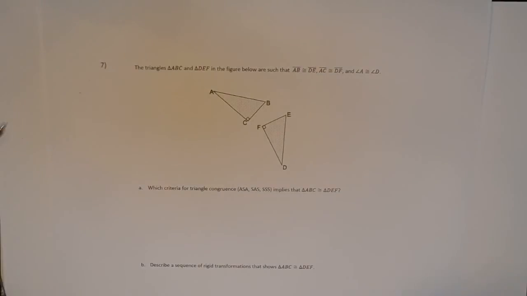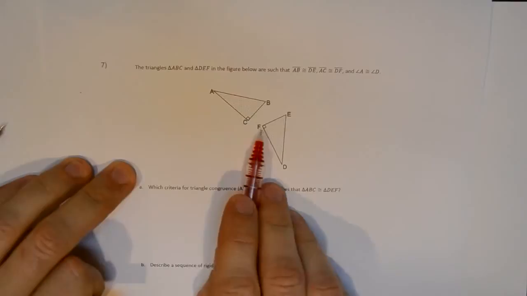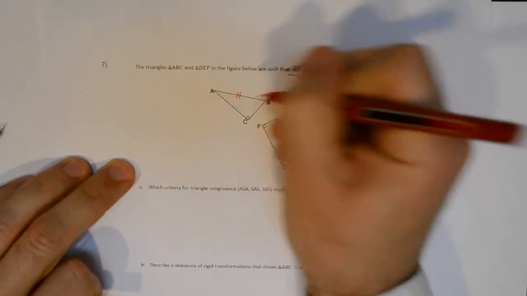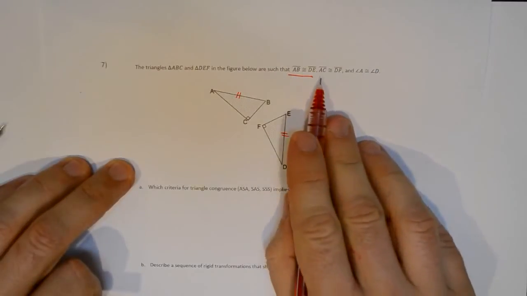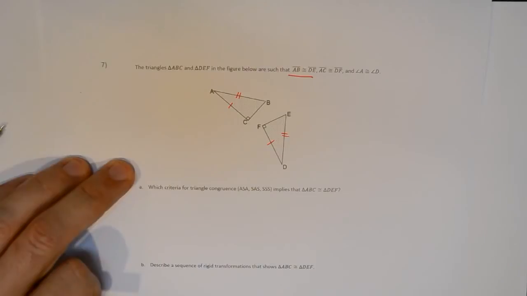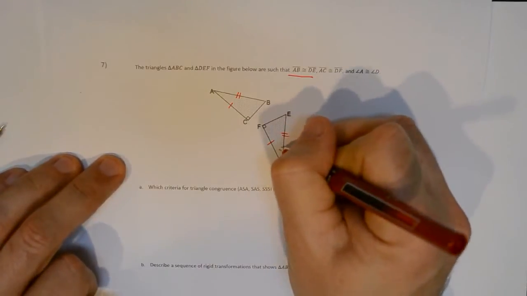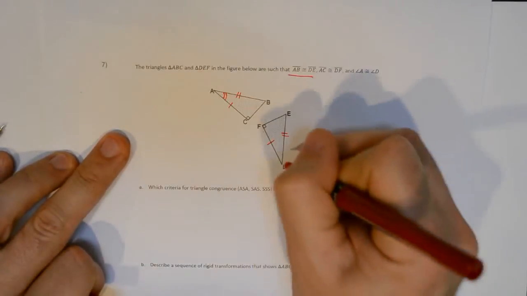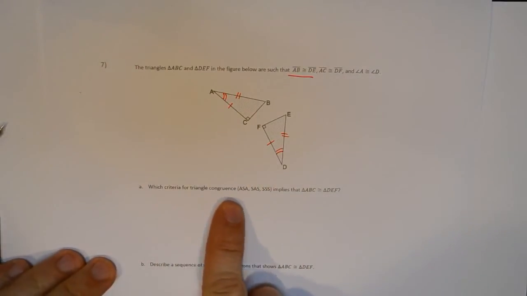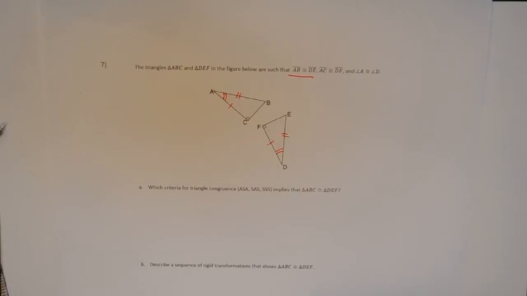They're giving us this pair of triangles, and we can see clearly right angles in the picture. They tell us that AB is congruent to DE, so I'll go ahead and mark those. And they tell us that AC is congruent to DF, so I'll go ahead and mark those. And then angle A is congruent to angle D. So let's see, angle A is up there, congruent to angle D down there. So what criterion for triangle congruence implies that those triangles are congruent?